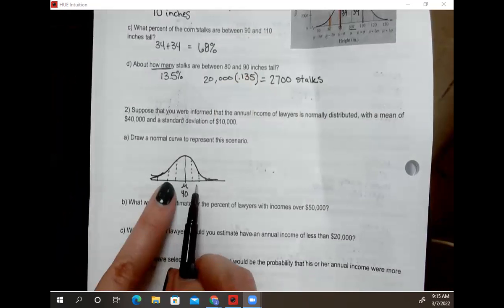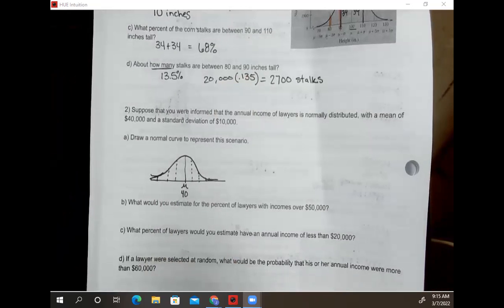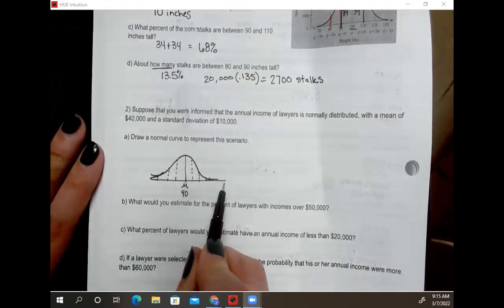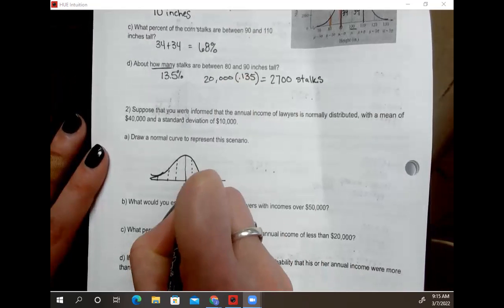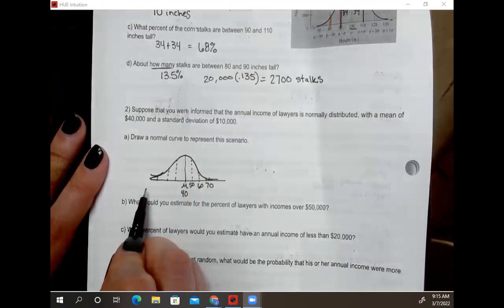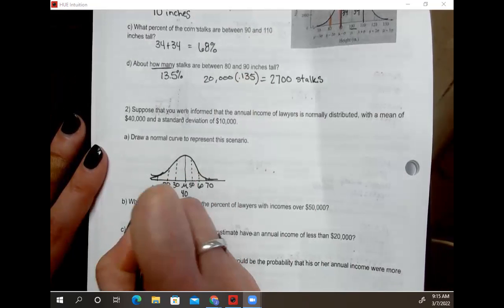And then we label these with our standard deviations. Our standard deviation is 10. That means as I move forward on my curve, I'm adding 10 each time. So this would be 50, 60, 70. As I move backward on my curve, I'm subtracting 10 each time. So this would be 30, 20, 10. And these are all in thousands. So there's my curve.